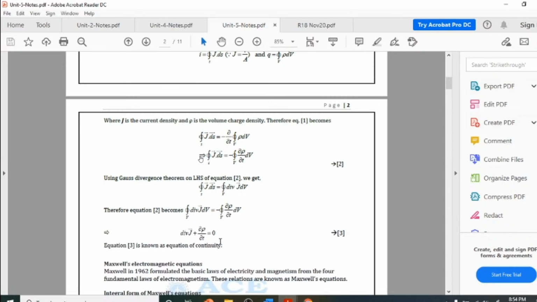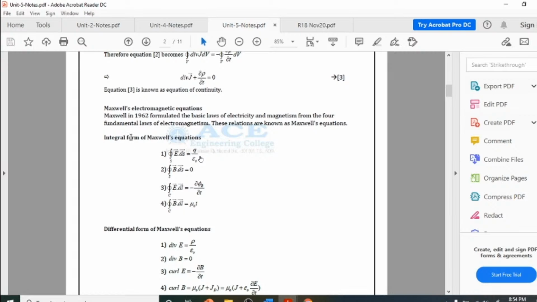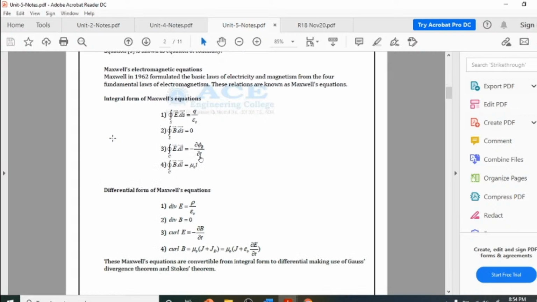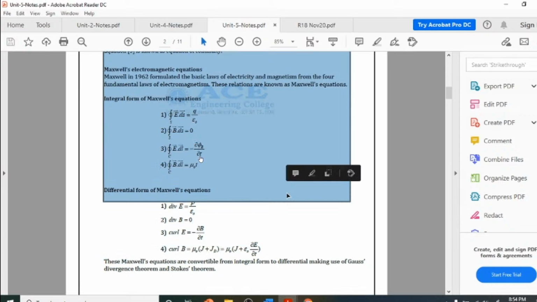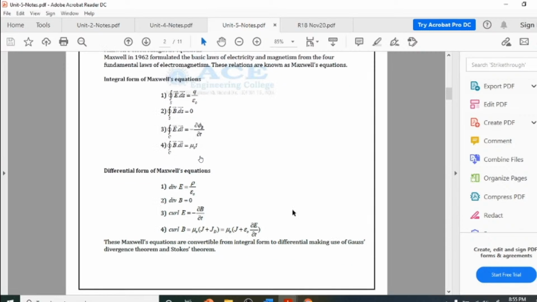That's it. But the most important part of this particular unit is Maxwell's electromagnetic equations. Remember these equations, they are not tough, they are very easy. So you can write them down if you are asked to write. He will be asking both forms, the integral form, that is here, and also the differential form. Remember these equations. These equations are quite easy to do.